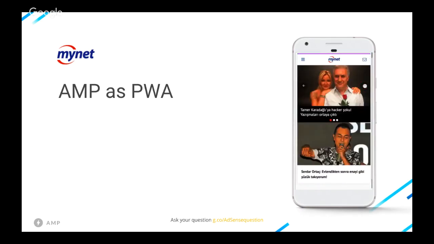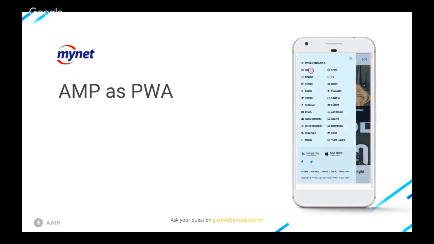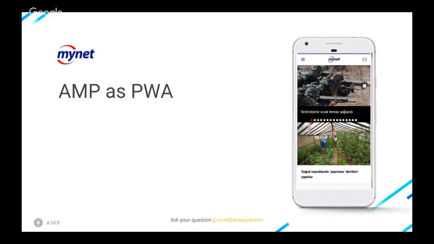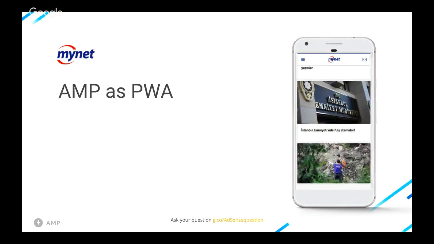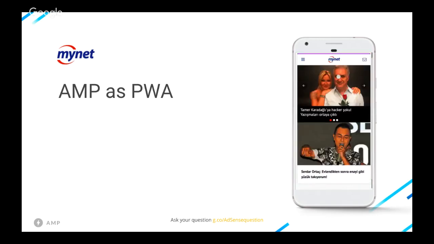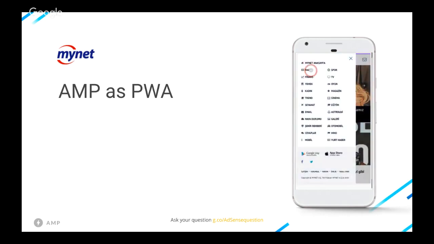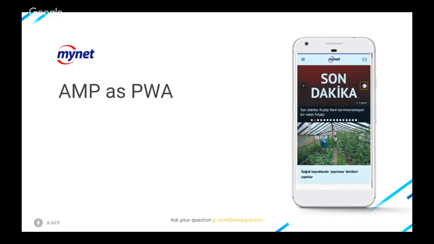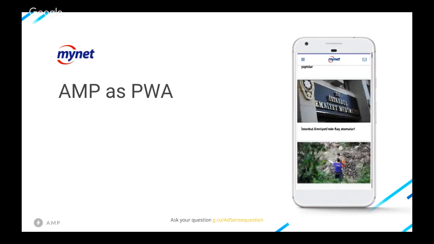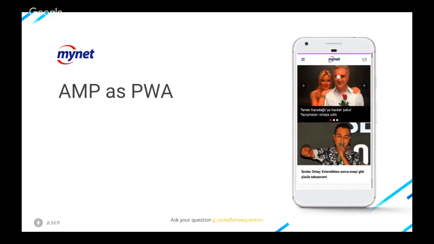Yeah, exactly. So one example we wanted to share with you is MyNet, which is a Turkish publisher. And what they have done is exactly what I've just said. They built their entire mobile web experience with AMP, and included PWA functionality, as you can see here as well. So they have a menu, they have some interactive elements in it, but every page, everything you see is actually AMP, right? So that's the most important thing to remember. This is one possibility of combining these two.